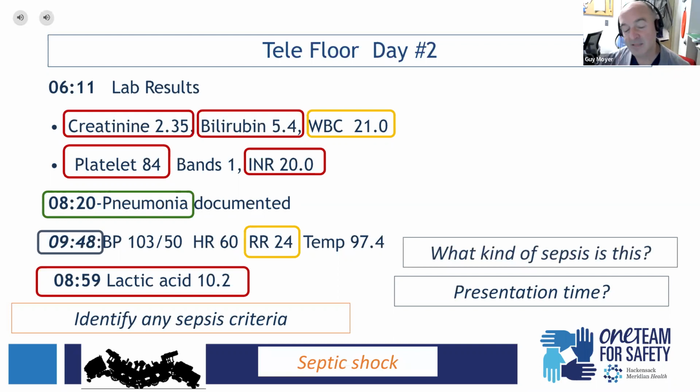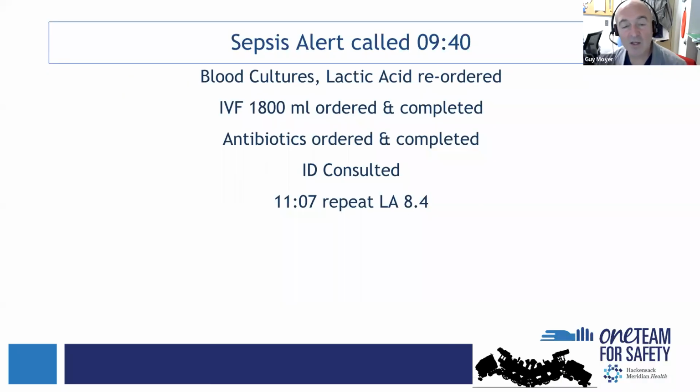We didn't identify sepsis early on, or early sepsis when the patient was first admitted, and we didn't do all the necessary testing to identify it. So a sepsis alert was actually called on the floor. Blood cultures and lactic acid were reordered. The patient did get a fluid bolus based on 30 mLs per kilogram with our actual weight on that patient. It was completed. The antibiotics were ordered and completed, and they were ordered and given within the first 1 hour.